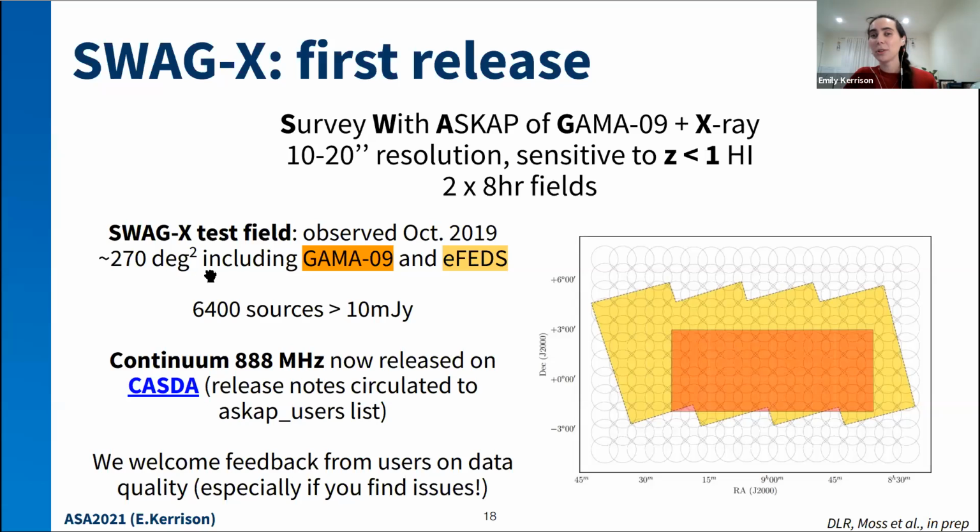But in terms of my project, what's really interesting is that we already have almost 6,500 sources that are brighter than 10 millijanskys in this tiny area. Well, it's not tiny, but it's much smaller than we're going to have eventually.